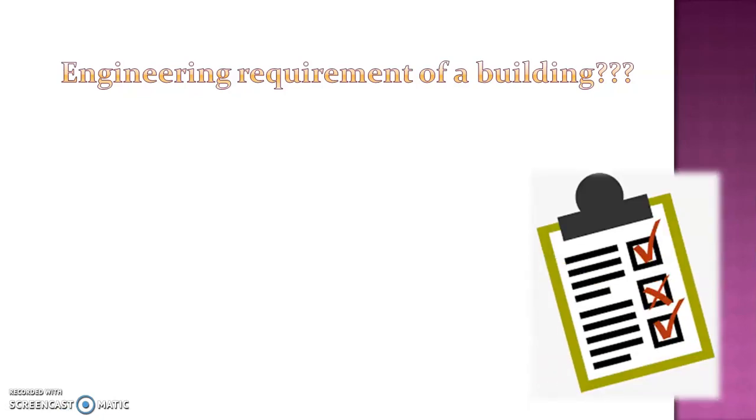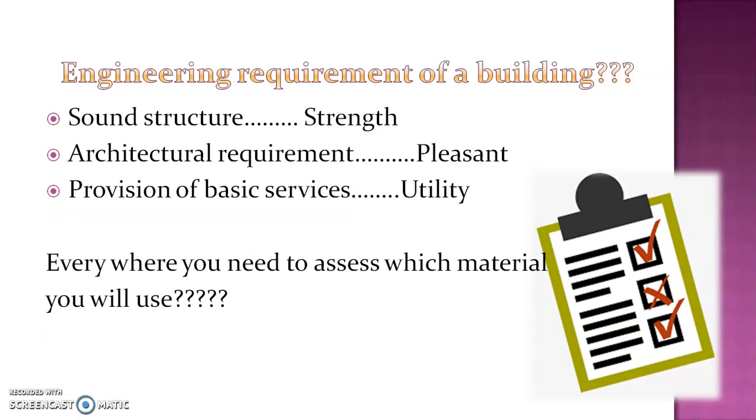Now, what are the engineering requirements of a building? What are the demands an engineer needs to fulfill when constructing a building? The engineering demand includes a sound structure which deals with the strength of a building, architectural requirements to make the building pleasant to live in, and the provision of basic services like utilities. When we talk about a sound structure, it must have sufficient strength to bear the different kinds of loading it will be exposed to throughout its life, right from the erection stresses to the different loads it will carry during its normal life cycle, like dead load, live load, wind load, or similar loads.